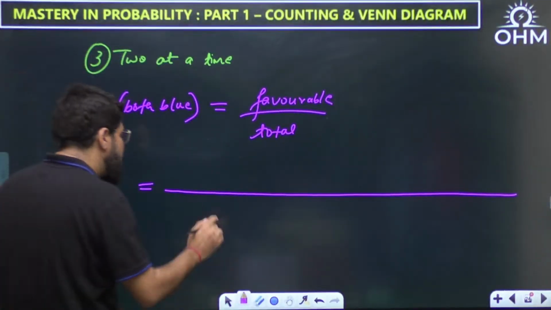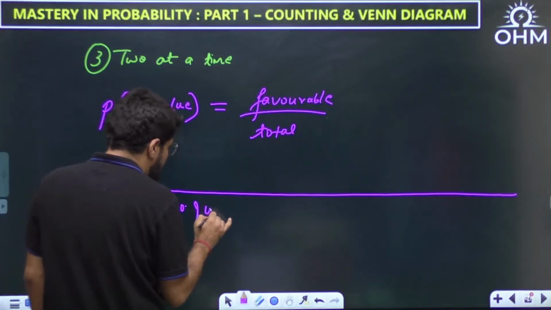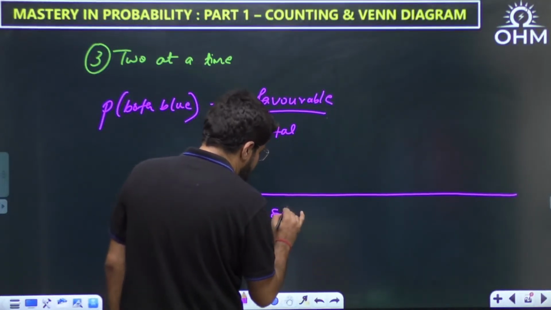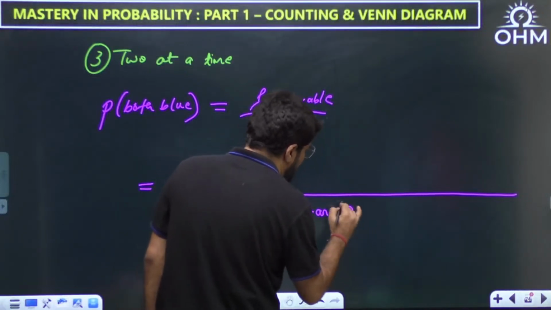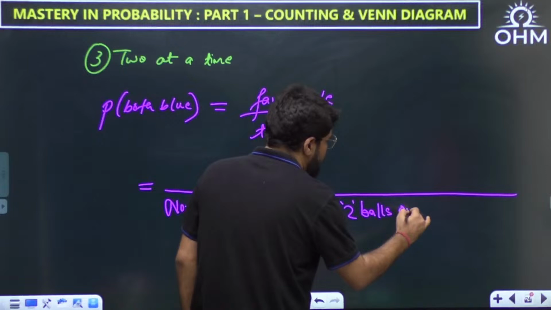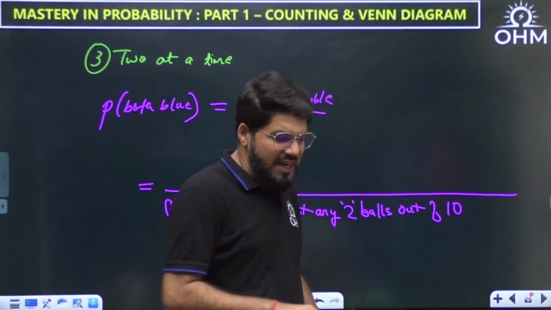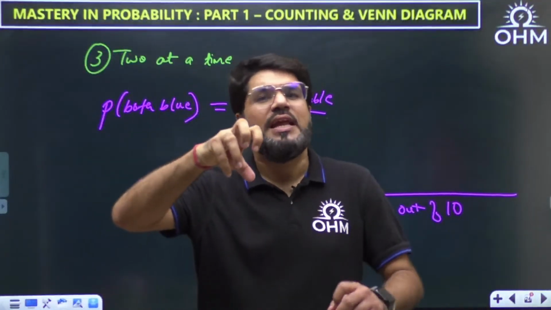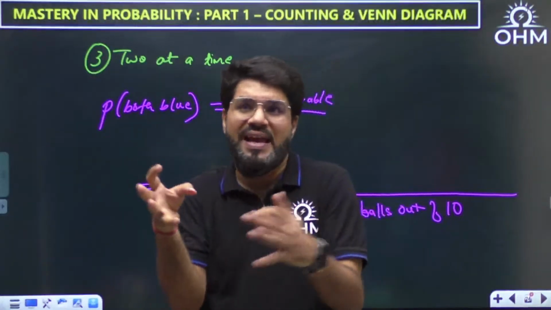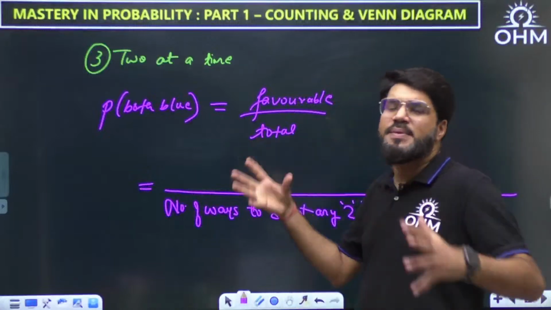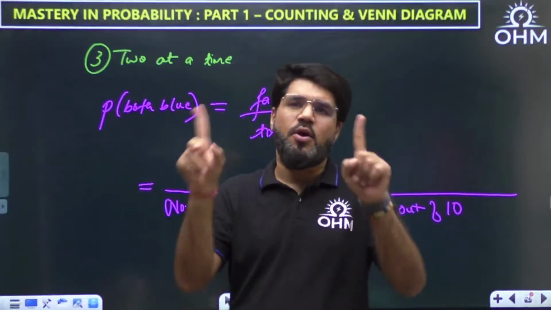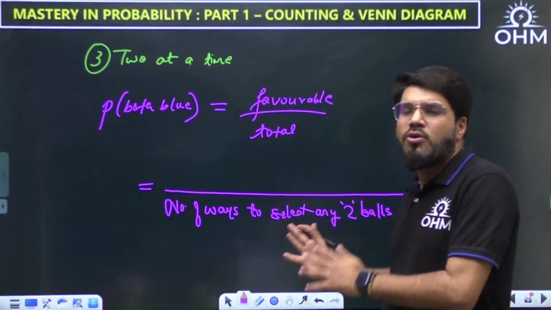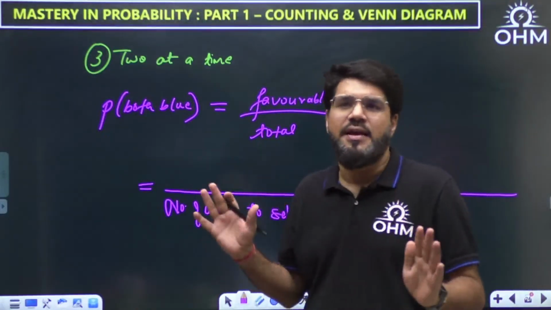Total means the total number of ways to draw, or the number of ways to select any 2 balls out of 10. How many balls are there in the bag? 10. Because I do it a single time, I don't do it 1 by 1. I put my hand inside the bag, I draw 2 balls. Those 2 balls can be anything, maybe both blue, maybe both black, maybe 1 blue, 1 black. So when I say total, it means the sample space. That is the list of everything that can happen. So in how many ways can you select any 2 balls out of 10?